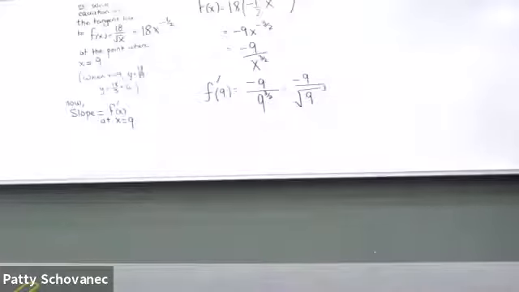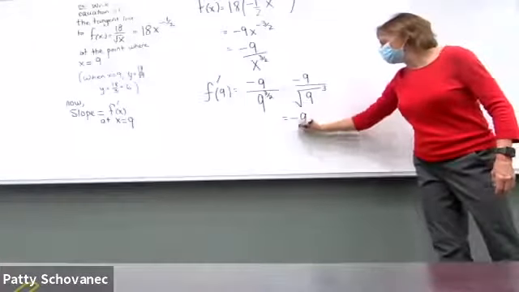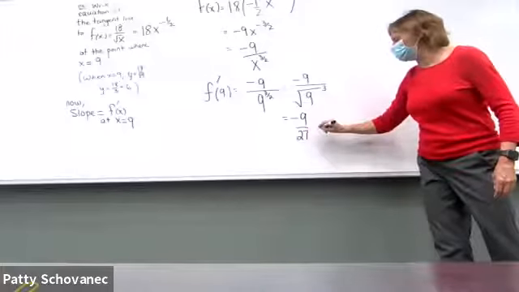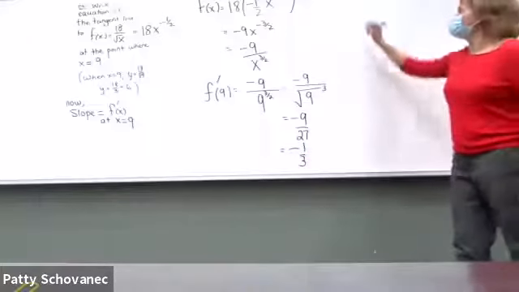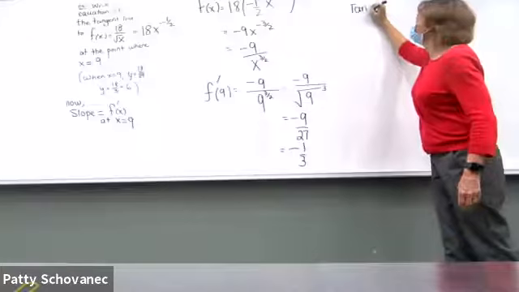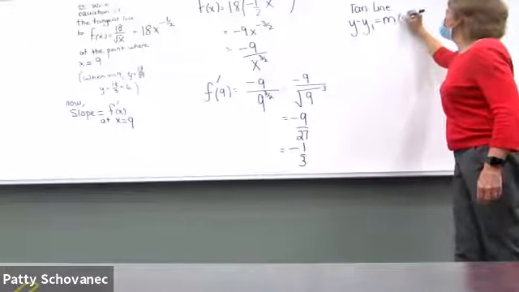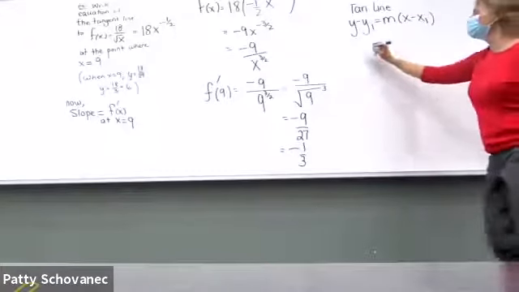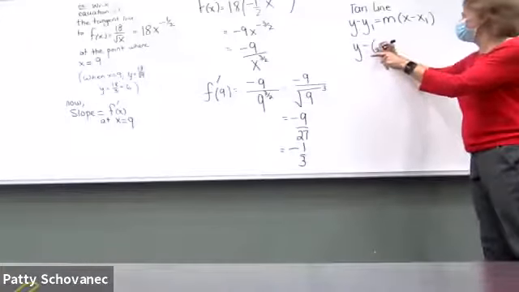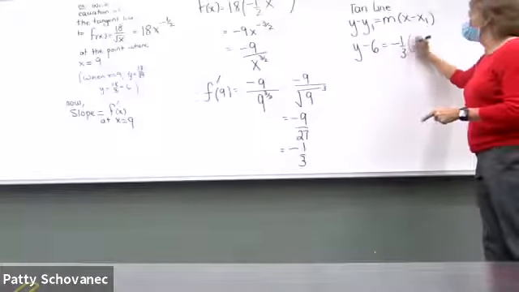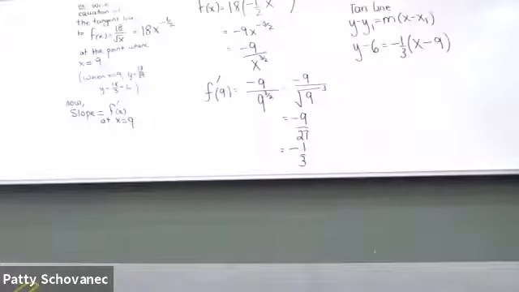Square root of 9 is 3. 3 cubed is 27. So I have a -9/27, and that simplifies to a -1/3 is your slope. And so now the equation of the tangent line looks like y minus y1 is equal to m times x minus x1. And so we have y minus, where's my y1? 6 is equal to -1/3 x minus 9. You can leave it there. You can move the 6 over. Doesn't matter to me what it looks like from here.